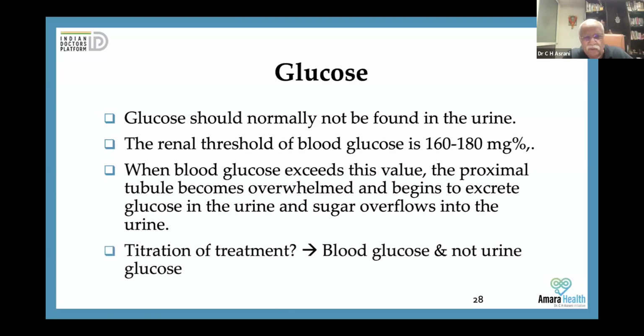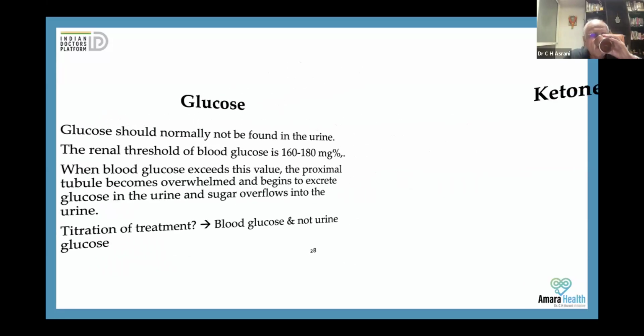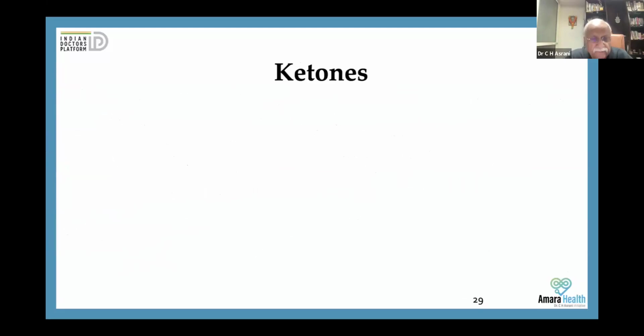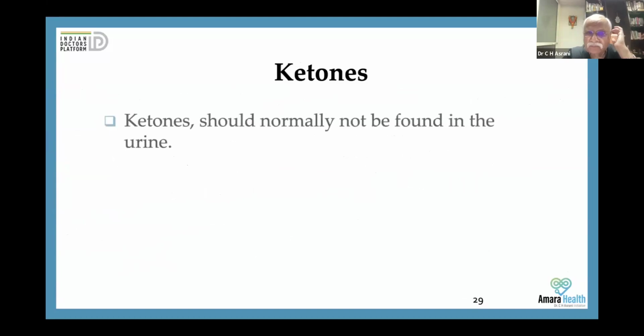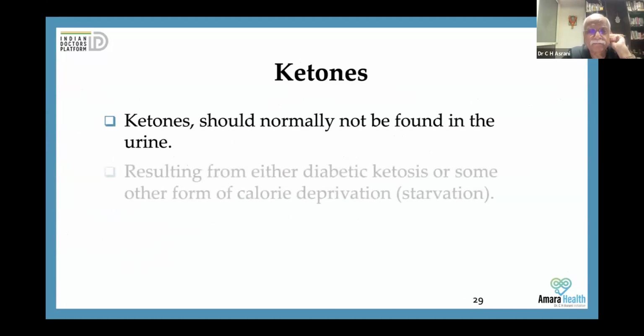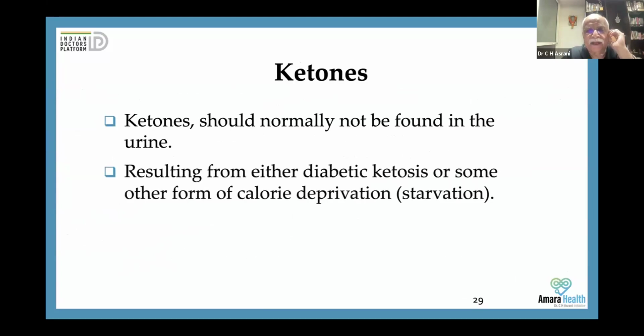Titration of treatment, we use blood glucose reports and not urine glucose levels. Ketones. Very important finding in even non-diabetics. Ketone should normally not be found in the urine. It results from either diabetic ketoacidosis if the patient is a diabetic or some other form of calorie deprivation, starvation.